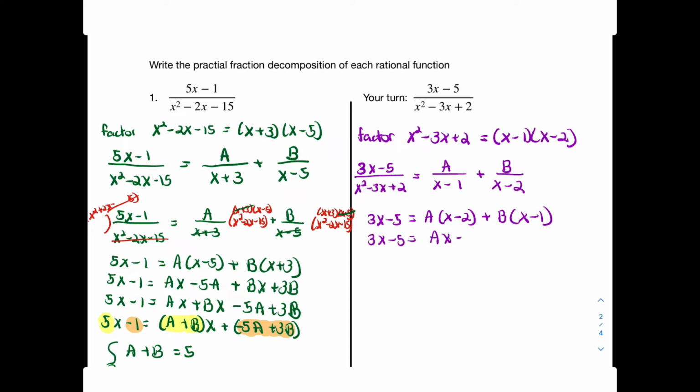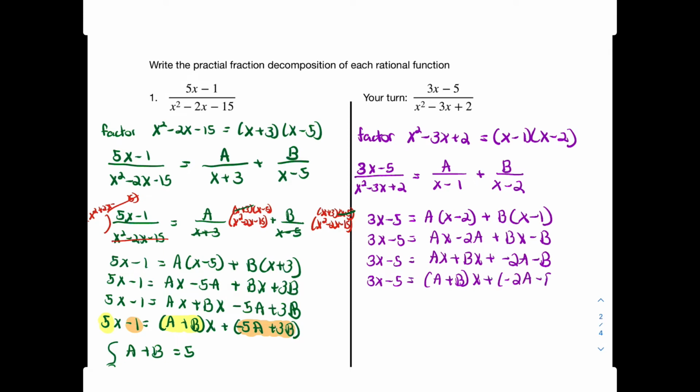Okay, multiplying our denominator to every term, I end up with 3x minus 5 is equal to ax minus 2a plus bx minus b, combining like terms of ax and bx together, and combining my constant terms of negative 2a and negative b. I end up that 3x minus 5 is equal to a plus b times x, and our constant term of negative 2a minus b.